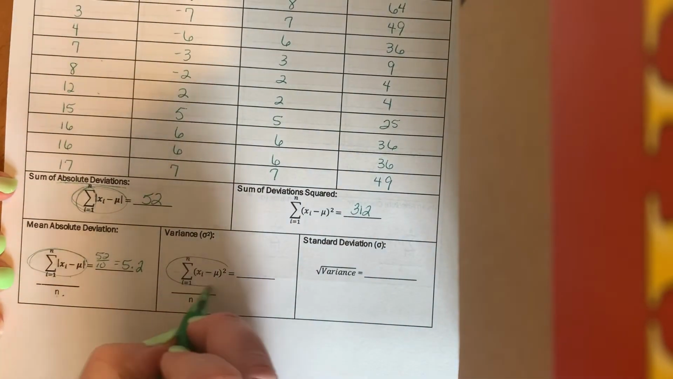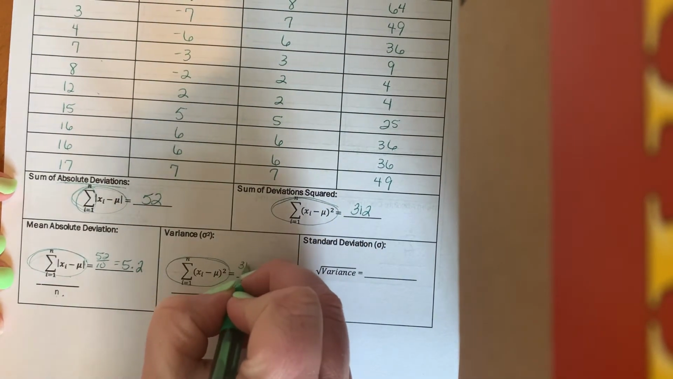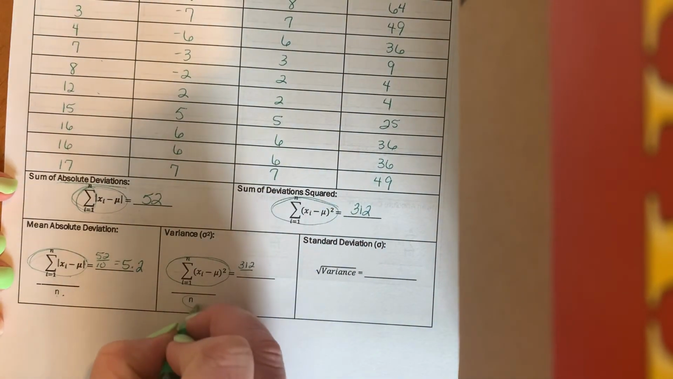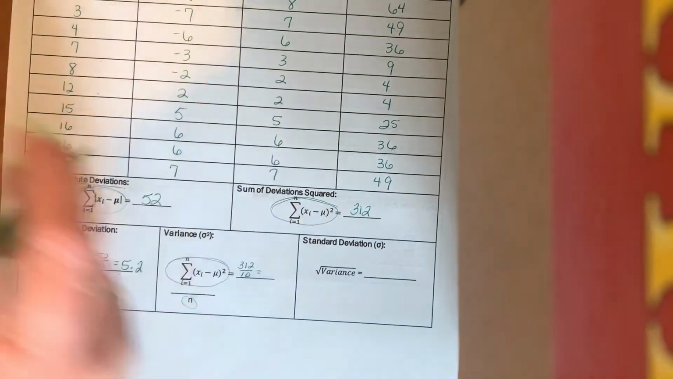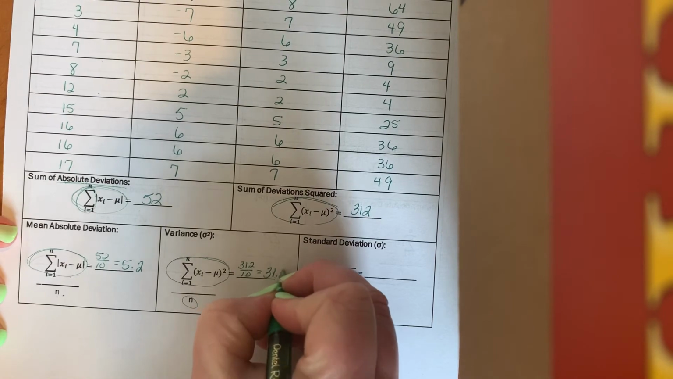Now we're going to do the variance. Again, this can be seen right here. So we're going to take 312 and divide it by n, which in this case was 10 again. So 312 divided by 10, we're going to get 31.2.